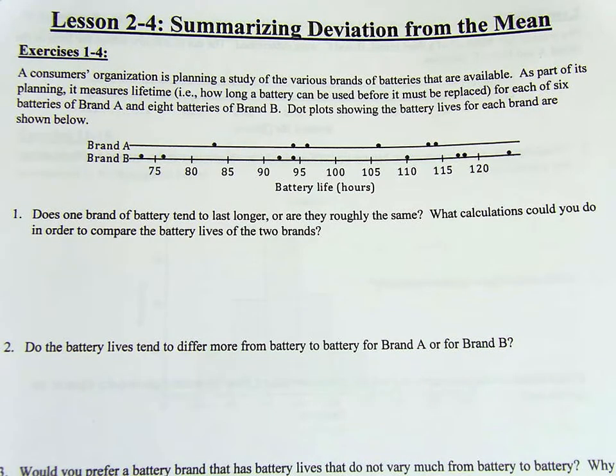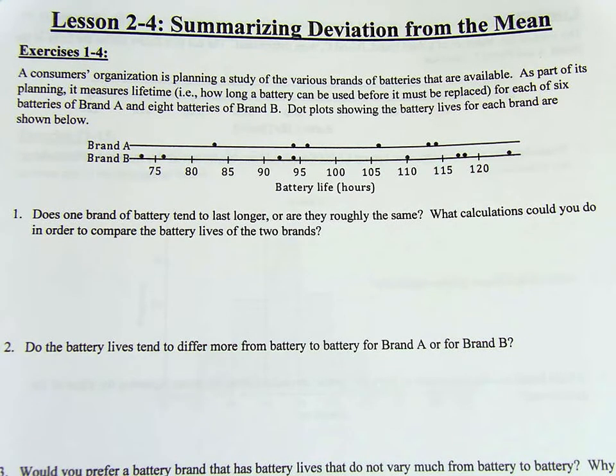Okay, this lesson today is on summarizing deviations from the mean. So, now let's look at exercise 1 to 4. It says, a consumer's organization is planning a study of various brands of batteries that are available. So as part of its planning, it measures lifetime. For example, how long the battery can be used before it must be replaced again.